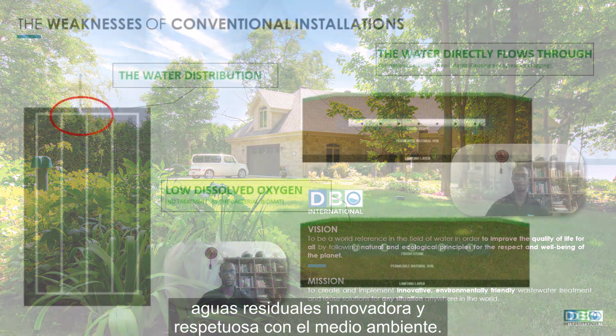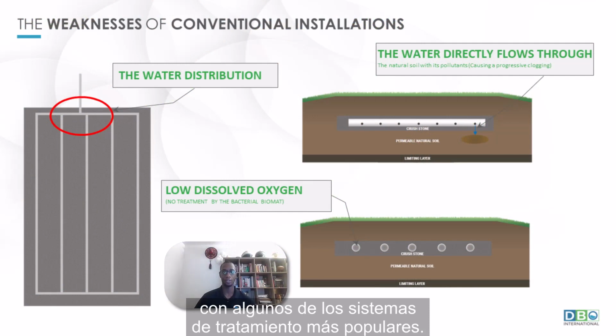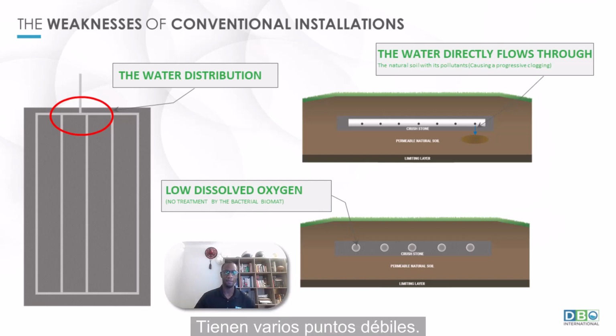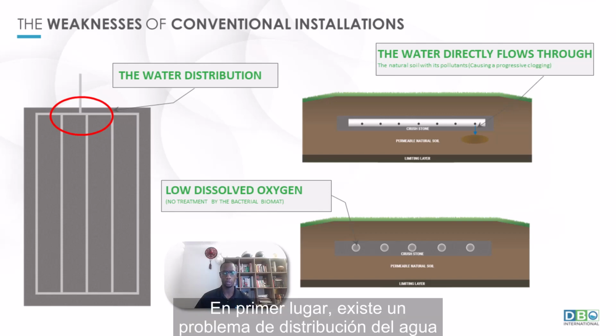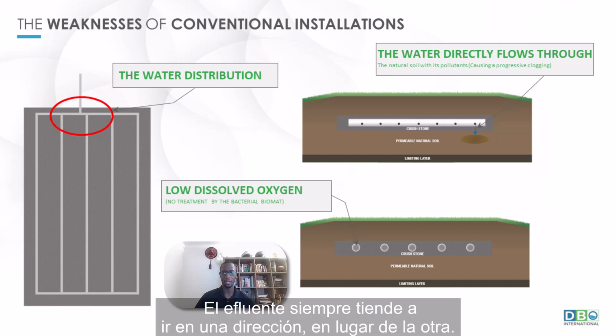Some of you may be familiar with these conventional leaching fields that were and still are very popular in many areas. These systems have many weaknesses. The most important of them are presented here. At first, we had the water distribution problem. It was very difficult to ensure an even distribution of the wastewater by just using a classic PVC tee. The influent always tends to go one way more than the other.